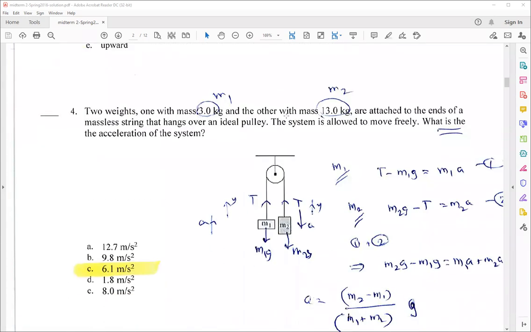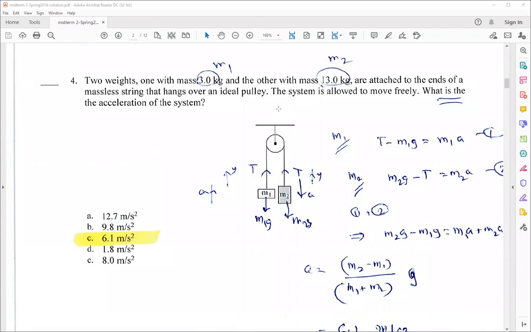Question number 4. We also had something similar to this. Here, we're looking at two weights, one with mass 3 kilogram, that's mass M1, and the other is 13 kilogram, mass M2, attached at the ends of a massless string that hangs over an ideal pulley. Now the system is allowed to move freely. What is the acceleration of the system?